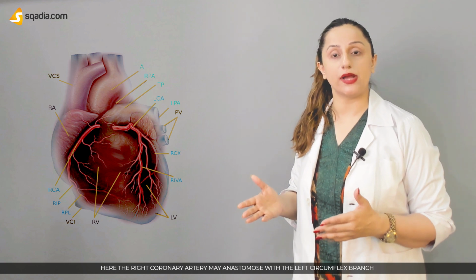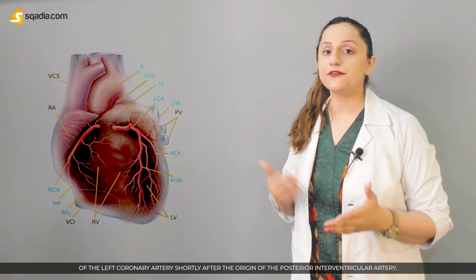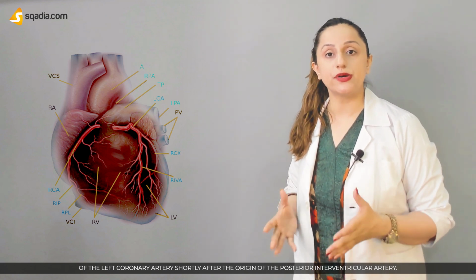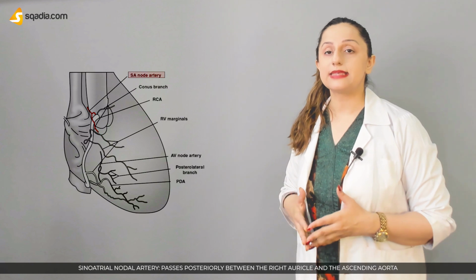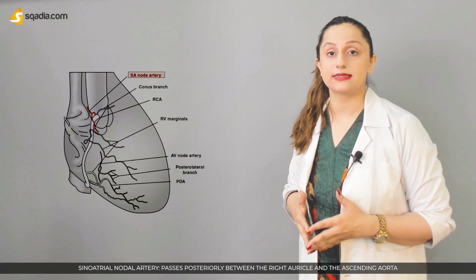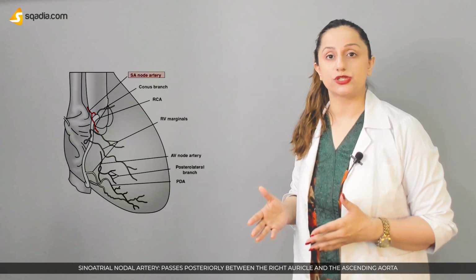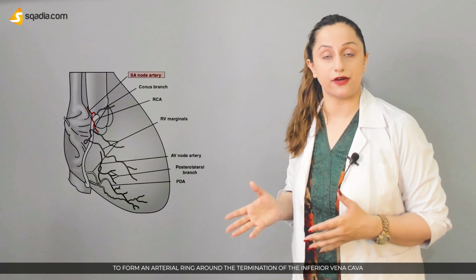Here the right coronary artery may anastomose with the left circumflex branch of the left coronary artery shortly after the origin of the posterior interventricular artery. Branches of the right coronary artery include the sinoatrial nodal artery, which passes posteriorly between the right auricle and the ascending aorta to form an arterial ring around the termination of the inferior vena cava.